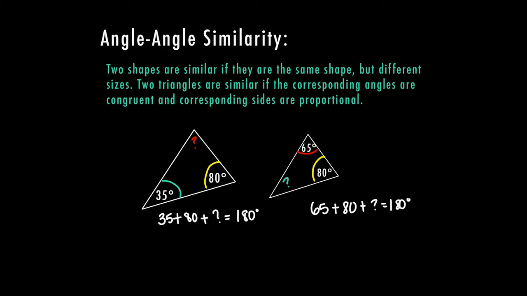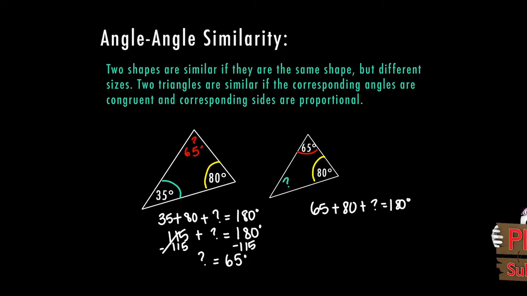Well, I know that 35 plus 80 is 115, and then I simply have to subtract 115 from 180 in order to find my question mark. And so on this side, it's going to cancel. Over here, my question mark equals 65 degrees. So this is also 65 degrees. That means this should, on this side, equal 35 degrees, but let's test it out.